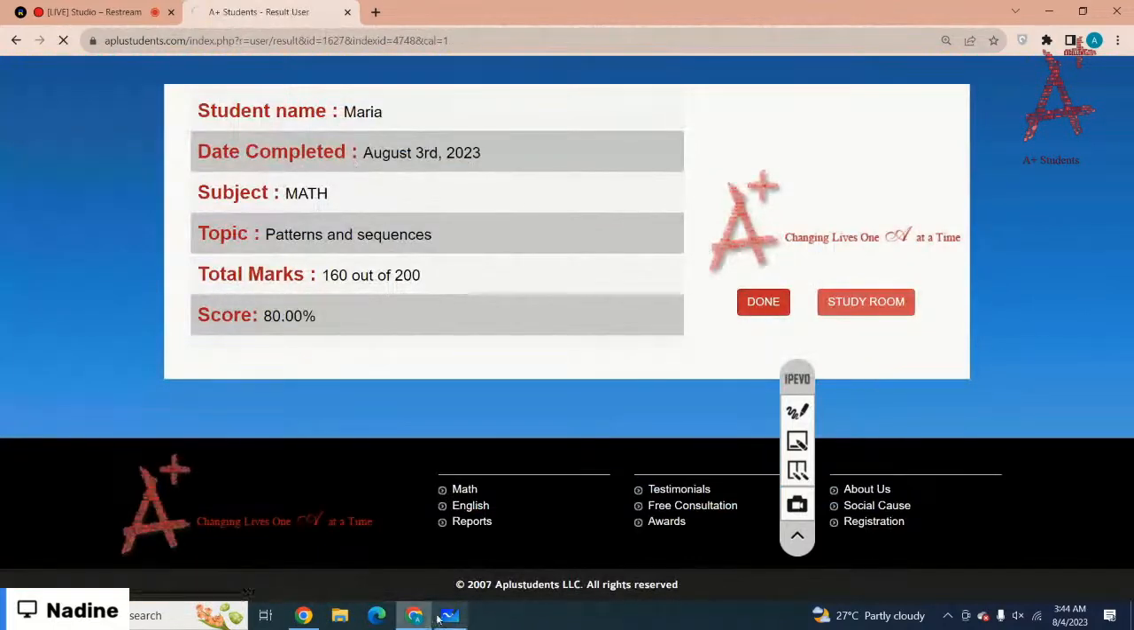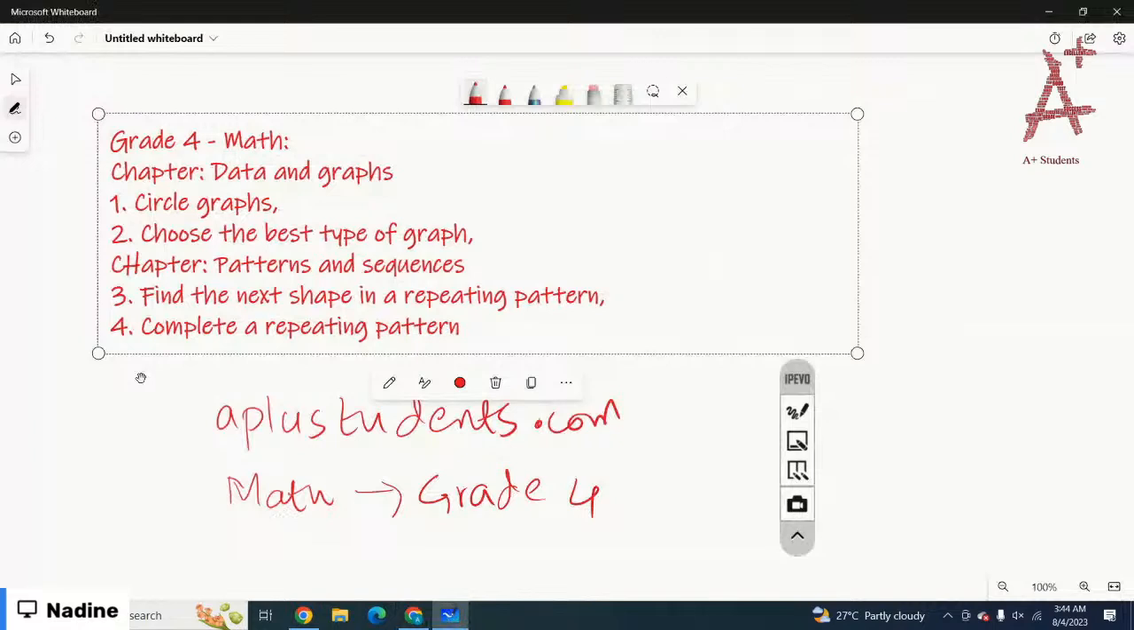So we are working on grade 4 math. We started with the chapter data and graphs. The lessons we have covered are circle graph and choose the best type of graph. Then we started the new chapter, patterns and sequences. The lessons we have covered are find the next shape in a repeating pattern and complete a repeating pattern.